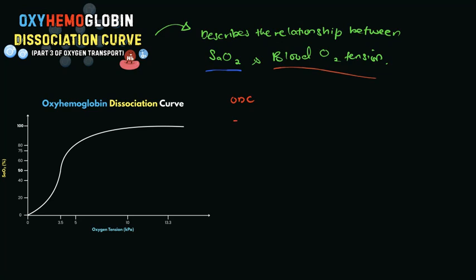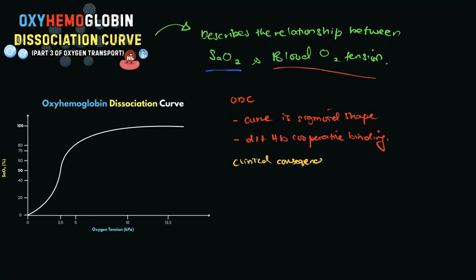Now let's talk about the oxyhemoglobin dissociation curve. The curve has a sigmoid shape. This is due to the features of hemoglobin, which has cooperative binding. If you have not watched part 1 of this oxygen transport, I suggest you do so. You can find the link down below in the description.